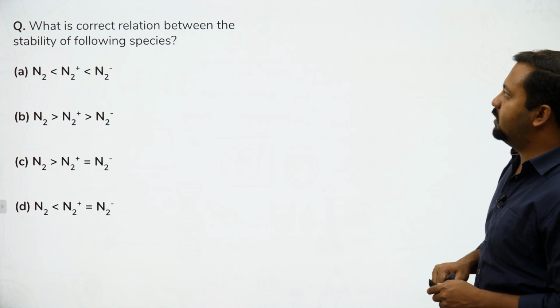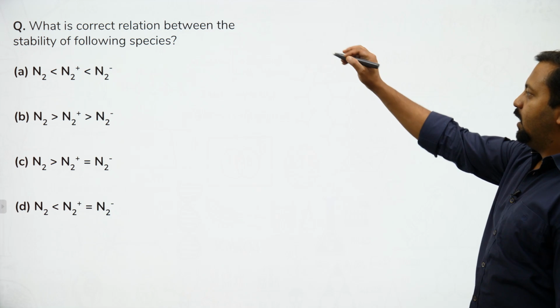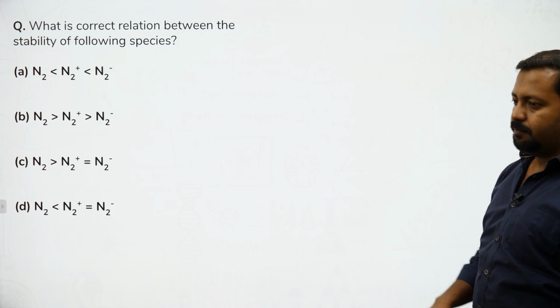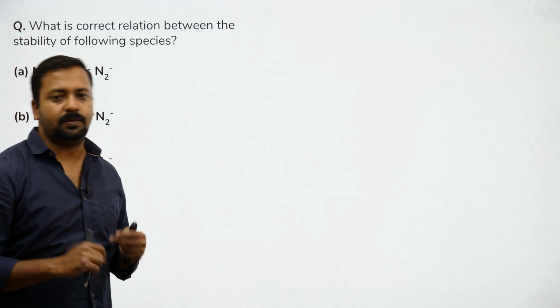Which of the following is the correct relation between the stability of the following species? Now N2, N2 plus, N2 minus, मैक्सिमम लोग इसमें गलती इसलिए करते हैं क्योंकि मॉलिक्यूलर ऑर्बिटल कॉन्फ़िगरेशन लिखना सभी को आता है.